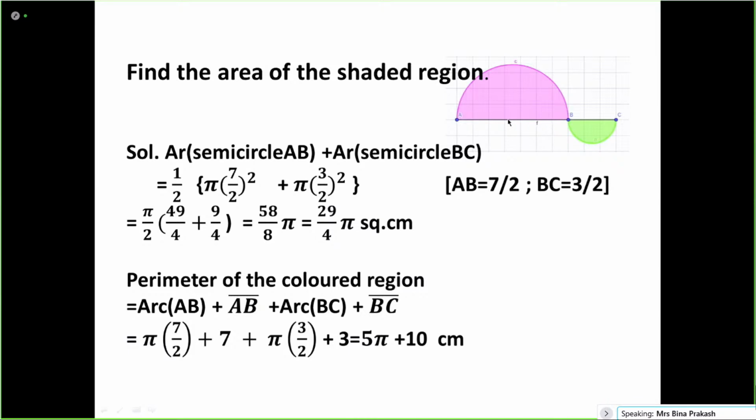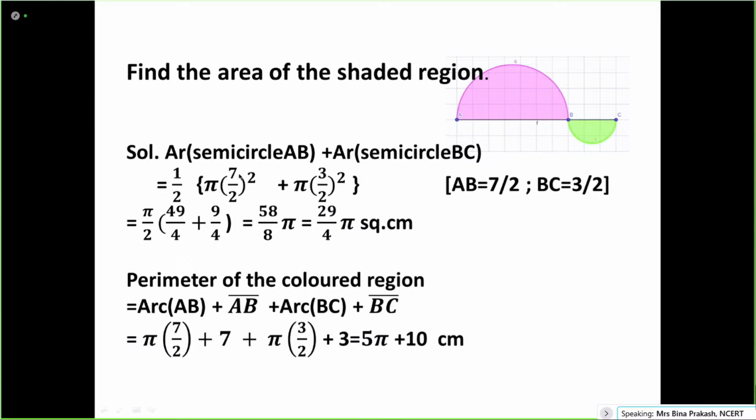Therefore, what will the radius be? The radius of the circle will be half of it, 7 upon 2. Likewise, BC, the diameter of the other circle, the length is 3. There are 3 squares in it. So 3 on 2 is the radius of the other semicircle. Therefore, what will the areas of the two semicircles be together? It is half of the areas of the circles.